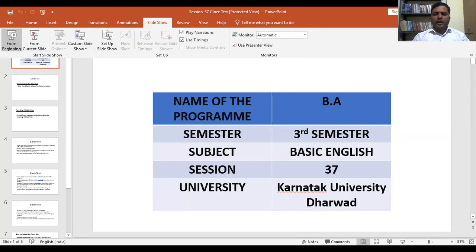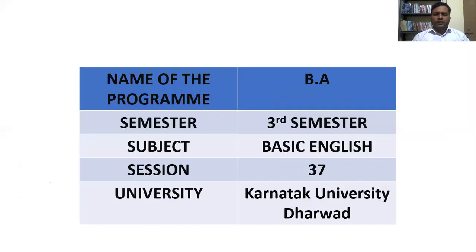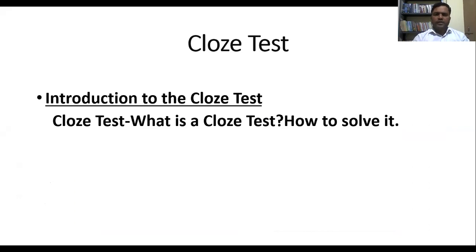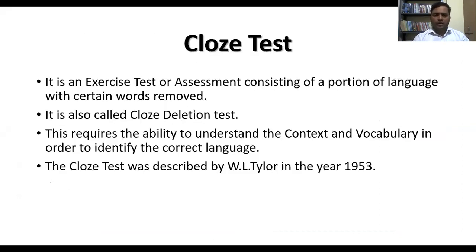So, I again welcome you all to this session number 37. In this session, we are going to learn about what is a close test and how to solve it. Close test is an exercise test or assessment test consisting of a portion of a language with certain words removed. In this test, they will give you a paragraph with certain words removed. You have to fill the appropriate answer in those blanks. It is also called a close deletion test.